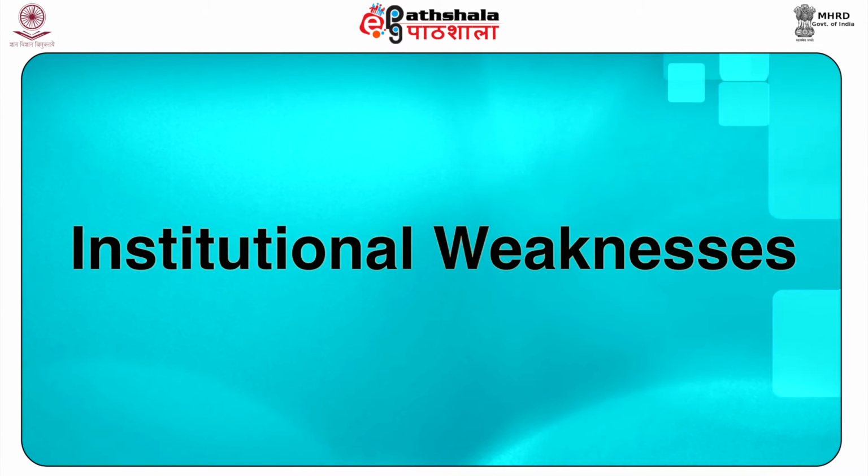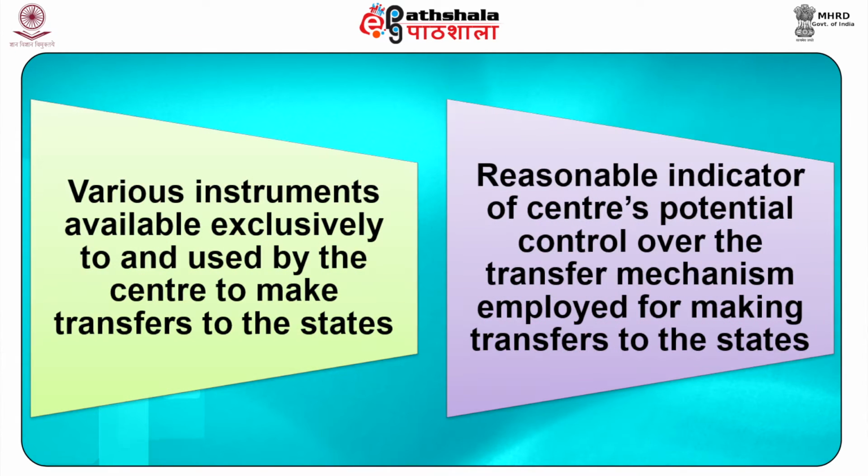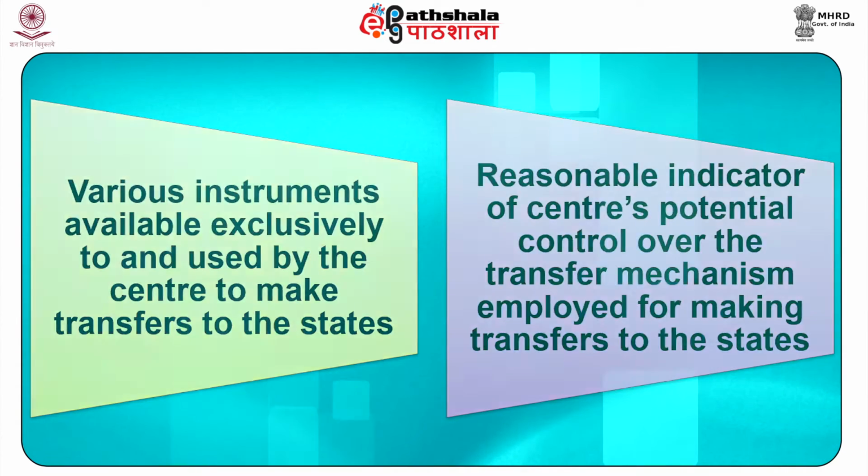Moving on to discuss the major issues of center-state financial relations. The first issue is institutional weaknesses. The institutional structure underlying the central transfers in India shows there are various instruments available exclusively to, and used by, the center to make transfers to the states. This may be a reasonable indicator of the center's potential control over the transfer mechanism employed for making transfers to the states. The distribution of transfers across the states has been quite inequitable. Thus, different transfers carry different degrees of progressiveness.